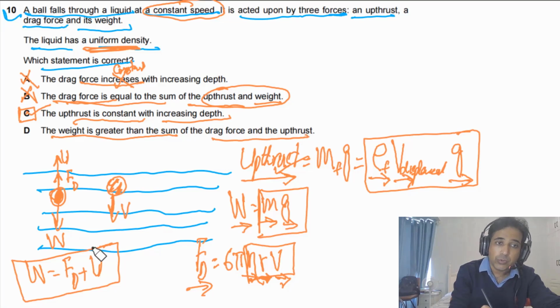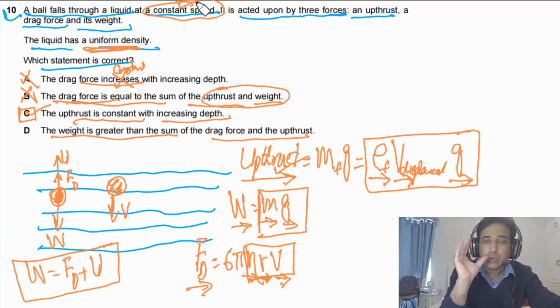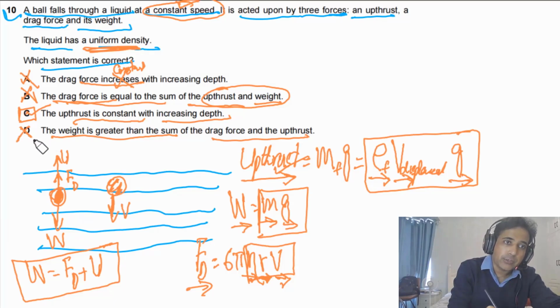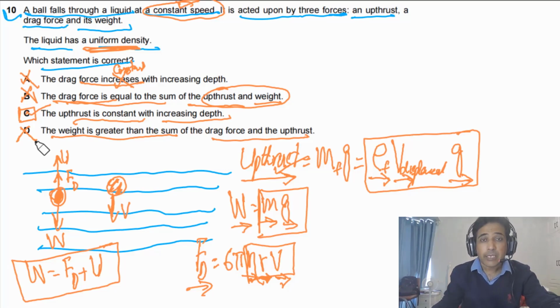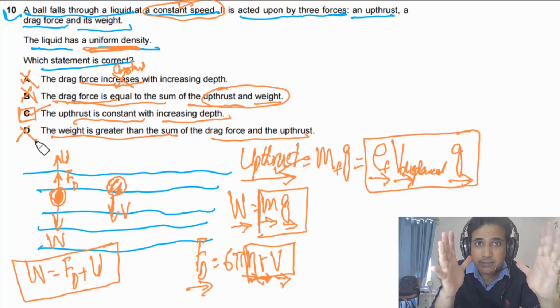No, weight is equal to the sum of these two forces because the speed is constant. So there is no resultant force. So this option is also incorrect. I hope this question makes sense. I hope this video makes sense.